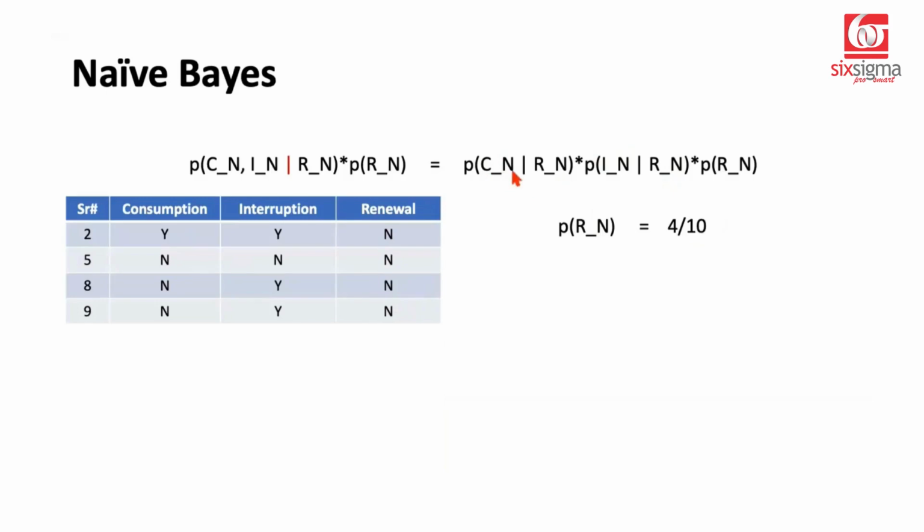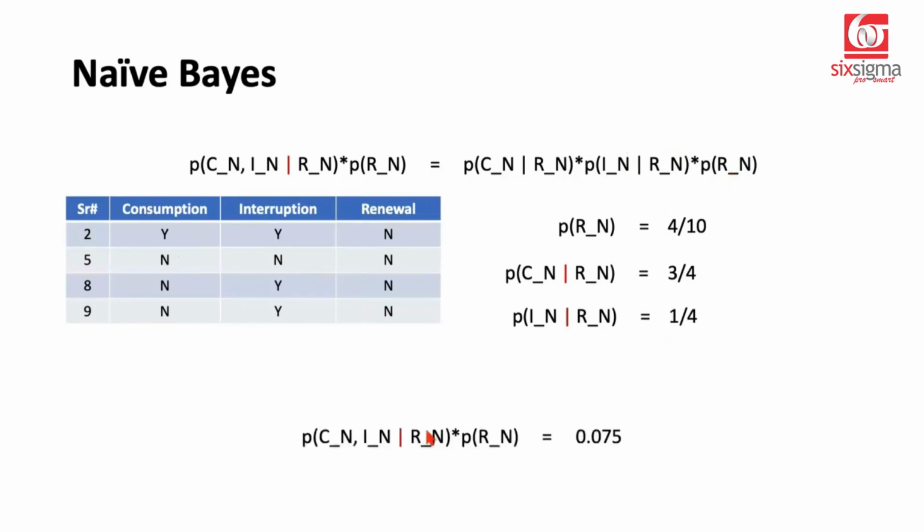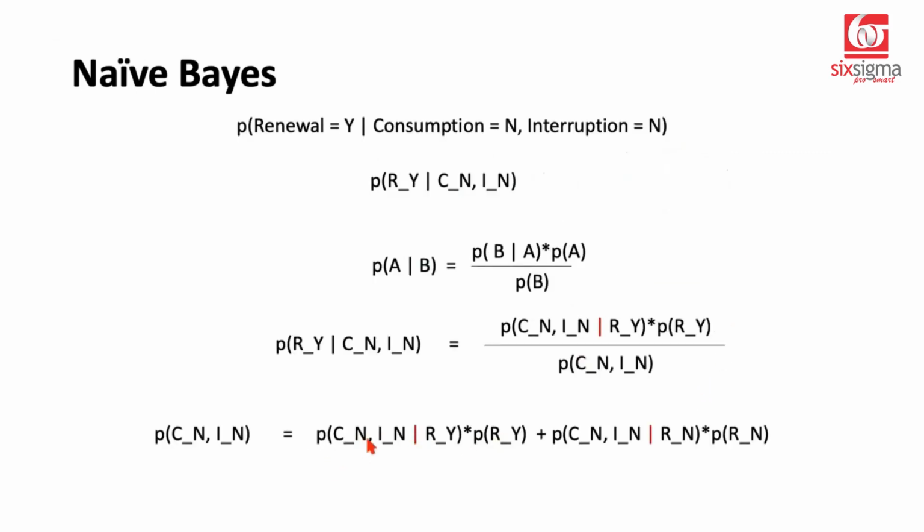And now if we look for this, out of the renewal not happening cases, what is the proportion of cases where the consumption was not usual? You will find this 3 times out of 4. So this is going to be 3 by 4. Out of the cases where the renewal did not happen, what proportion of cases were there where the interruption was not there? You would write it as 1 by 4. Now, all these portions of the expression are known to us. Coming back to the original problem, we've got this value as the numerator already, which was 0.083.